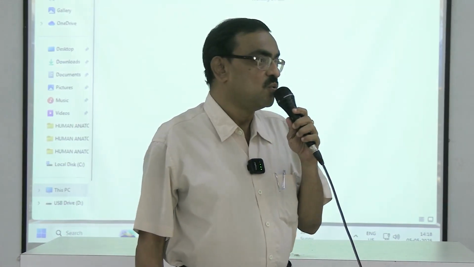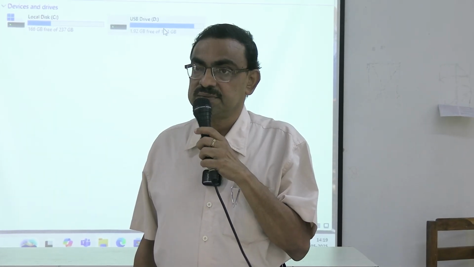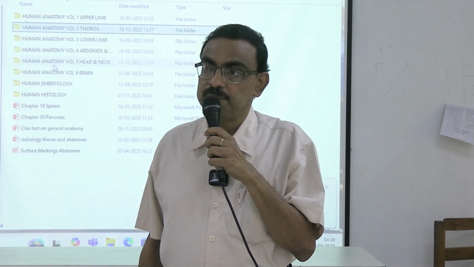Basal ganglia, internal capsule, and the lateral ventricle of the brain. They are intimately related to each other. Now, in the brain, we can see the grey matter and white matter.